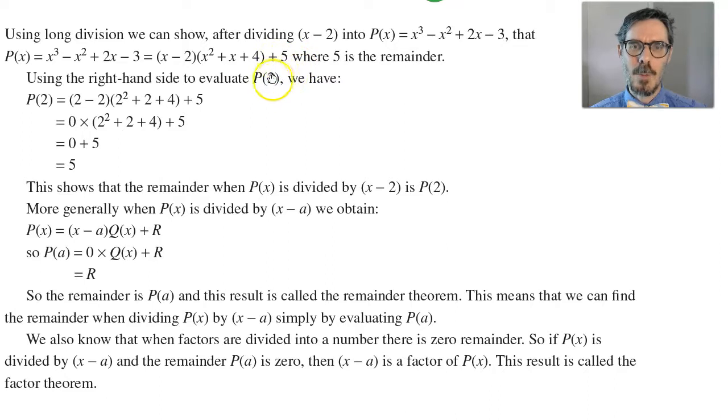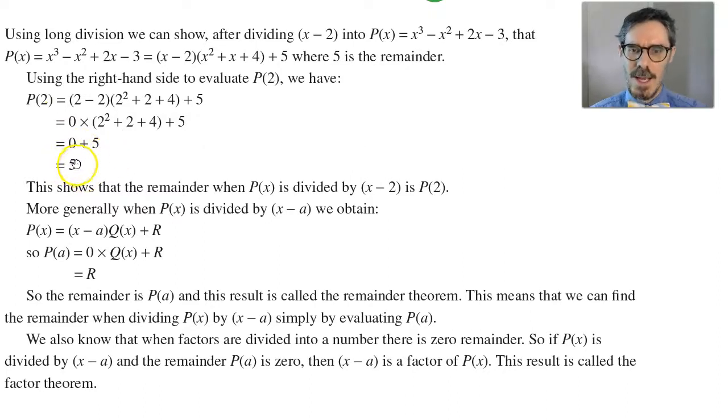Now think about what happens if I evaluate my polynomial at the value 2. Notice this 2 is the same as the 2 in my divisor. That's important. So I evaluate my polynomial at 2. Well, p of 2 using the right-hand side is 2 minus 2, which is going to disappear because it's 0, so I don't care what goes here, plus 5, the remainder. So p of 2 is 5.